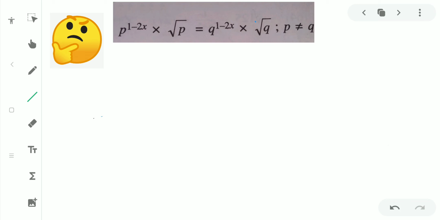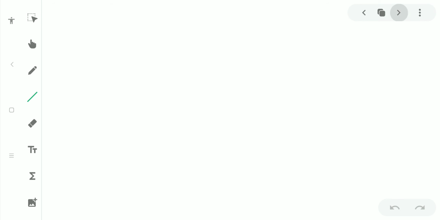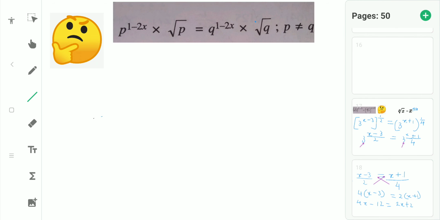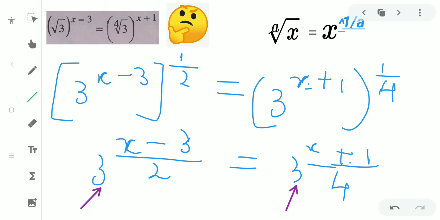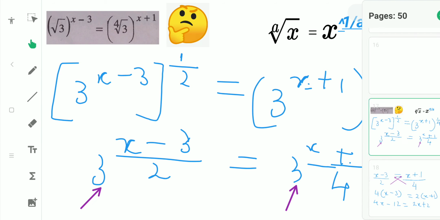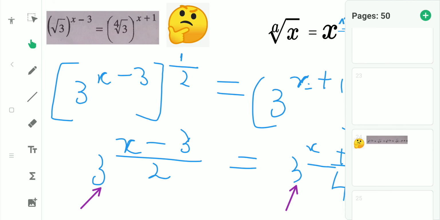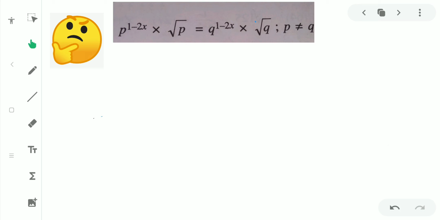So now here, as I have said, just focus here. a root of x is equal to x power 1 by a. So that one will be used here in place of root p and root q. And here a condition is also given that p is not equal to q. So p is not equal to q.